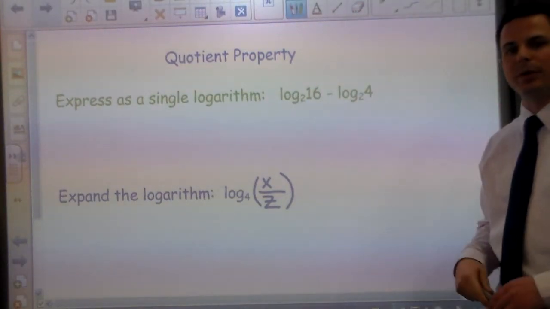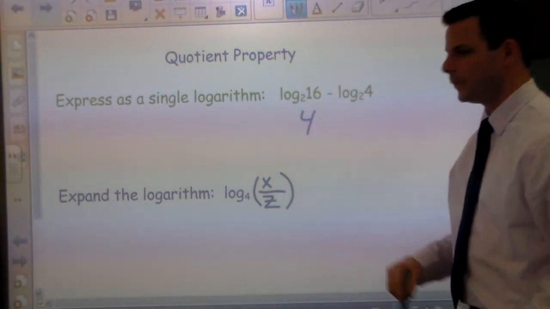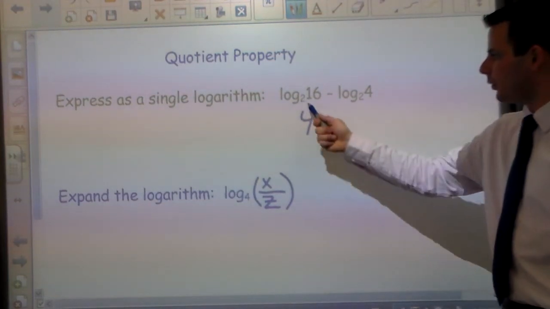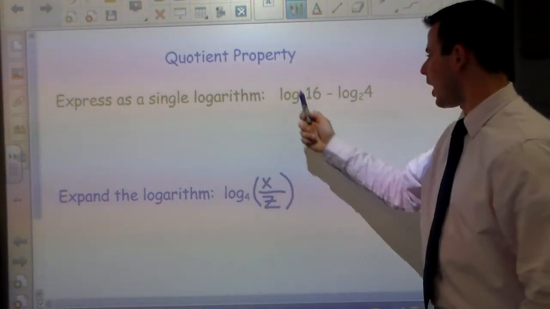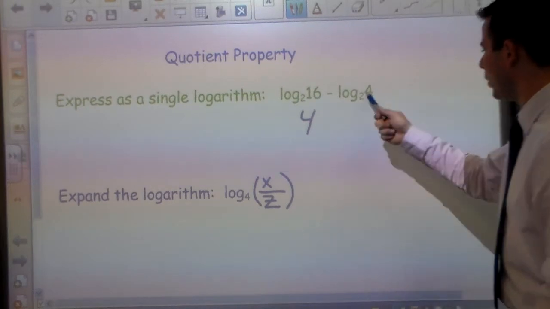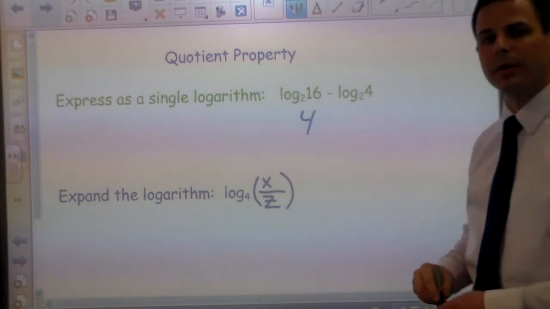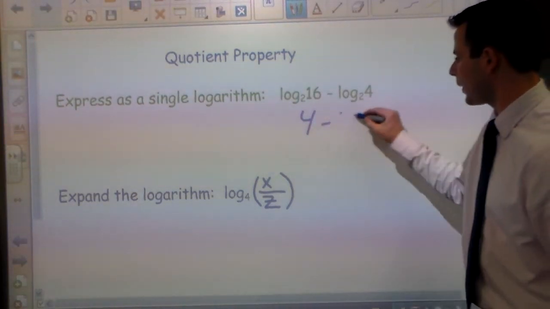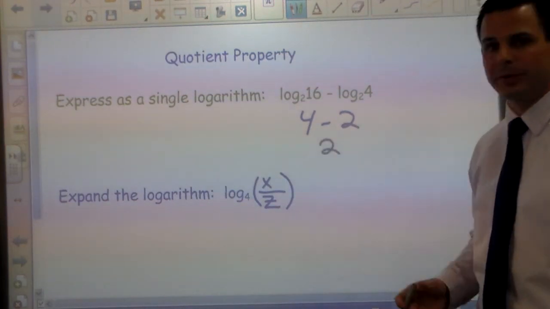This says 2 to what power is 16? 4. 2 to the 4th power is 16. Therefore, log base 2 of 16 is 4. Also, this is saying 2 to what power is 4? Well, 2 to the 2nd power is 4. So 4 minus 2 is 2.